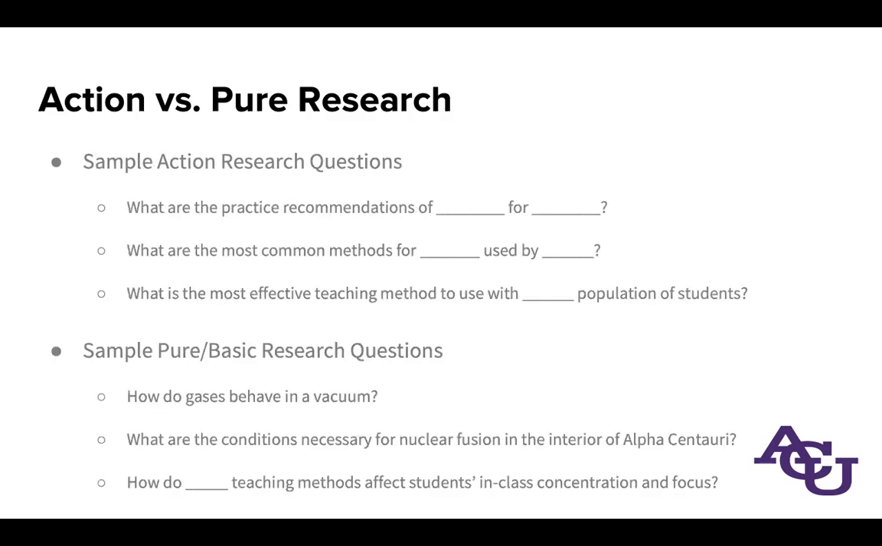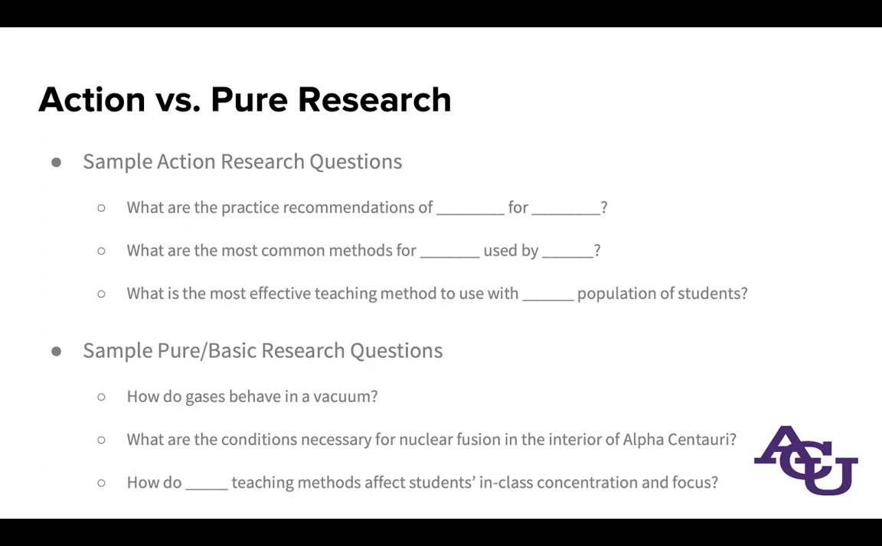Now, some examples of action research questions versus pure or basic research questions. You'll also see basic science research questions tossed around for the last one. So, action research questions often have wordings like, what are the practice recommendations of this thing for that? Or what are the most common methods for this thing used by this group? Or what is the most effective teaching method to use with this particular population of students? Now, the pure or basic science research questions are usually a bit more abstract because you're trying to understand a phenomenon.